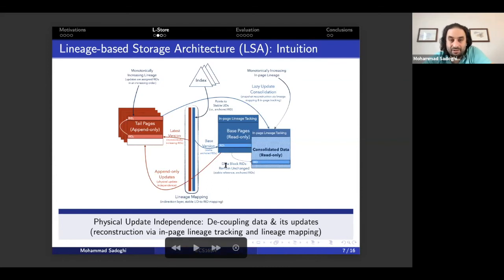Now for the analytics, well, we talked about the update, but for the analytics, we could just read the base pages, but they're not going to get the latest version. So they need to read the base pages, and they also need to read the tail pages to make sure they have the latest version of every single record, if that's something they need. And maybe for the analytics it might be sufficient that they can be slightly behind, and maybe the data in the base pages is sufficient. But if they need the absolute latest data, then they also need to look at the tail pages.